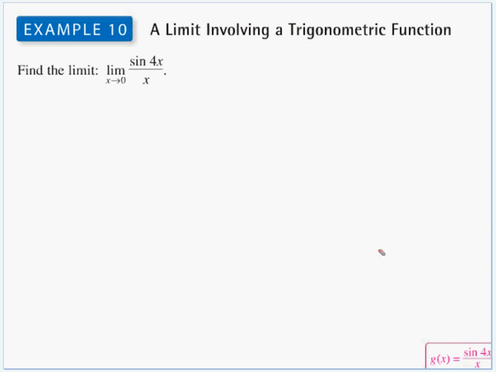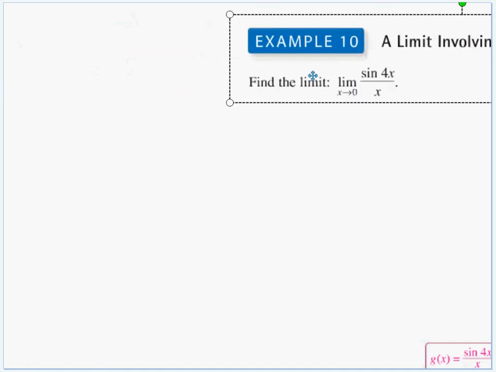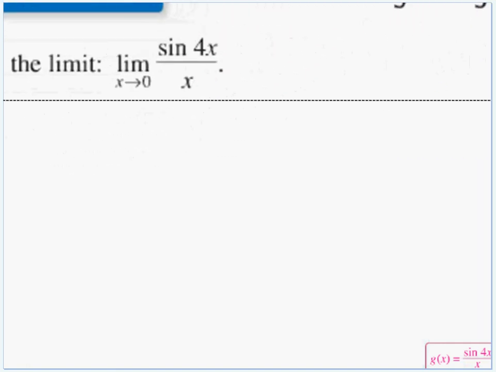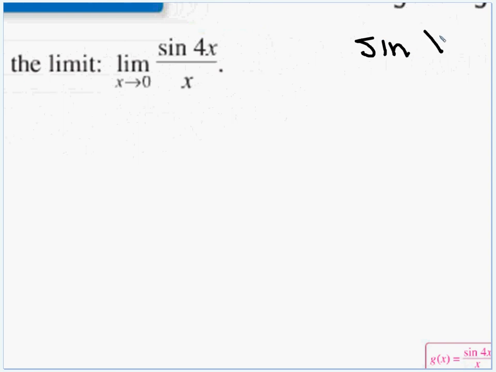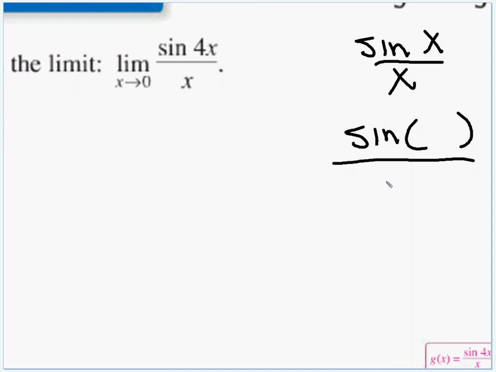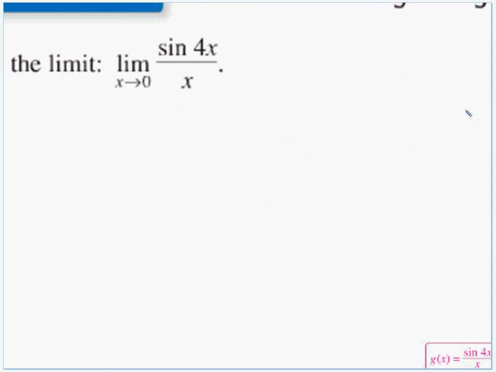Now here, this is a neat example for how you can tweak a problem to get it to fit one of our theorems. So remember, if we have the sine of x over x, or think about it more generically as the sine of something over that same something, if our limit as we approach 0 of that, that's always going to equal 1. So if we look at this problem, we're pretty darn close. This is a sine of 4x over 1x. We want the sine of 4x over 4x. If this was a 4x, it would be perfect.